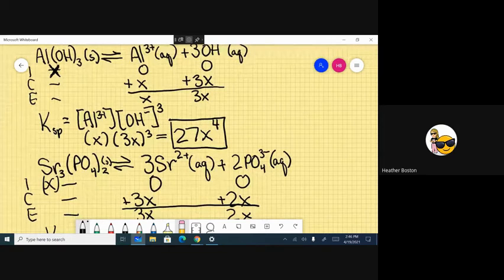Aluminum hydroxide has a Ksp value of 4.0 times 10 to the minus 15. Notice I cannot make assumptions about the solubility based on the Ksp, because each one of them is going to go through a different process to calculate. So I'm going to do 4 times 10 to the minus 15 divided by 27 first, and then I'm going to take the fourth root, and I get 1.1 times 10 to the minus 4.